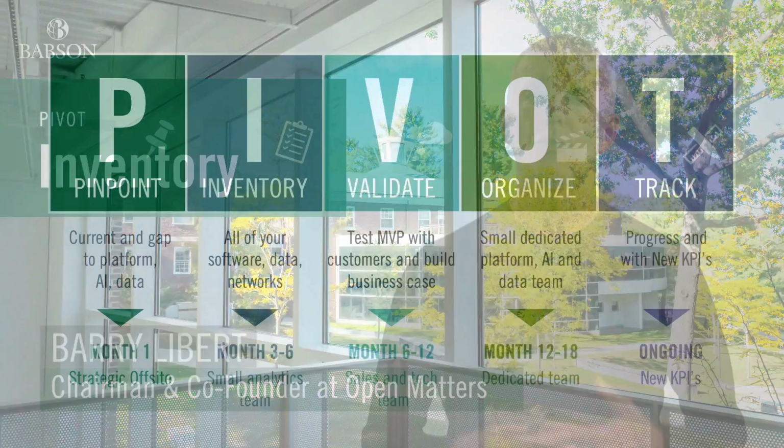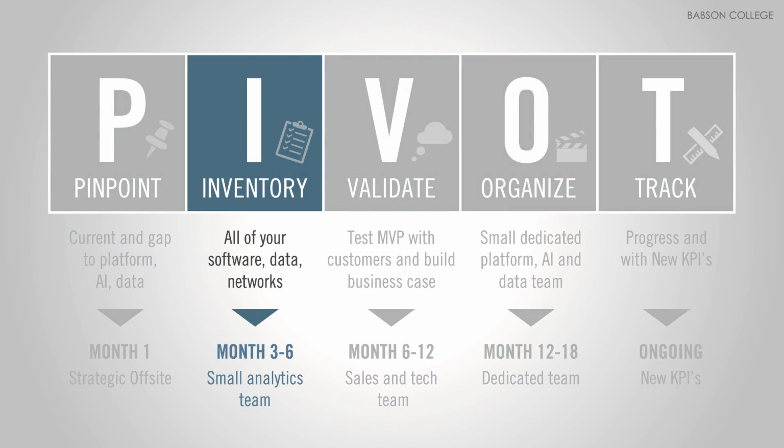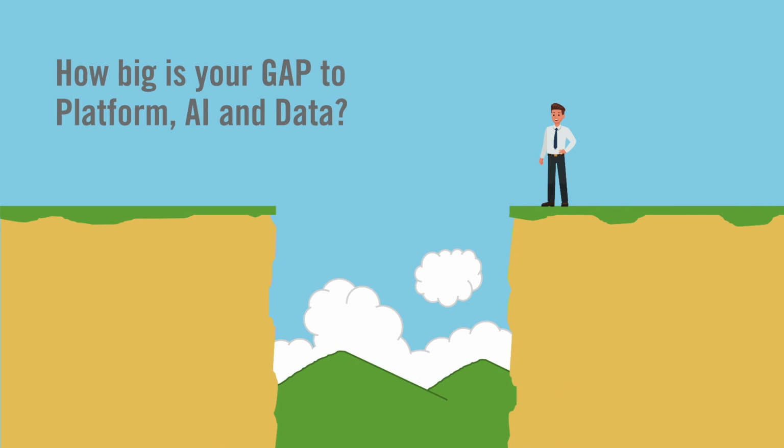In this module, we're going to look at inventory. We're going to try to understand what it is you currently keep track of and what it is you need to keep track of in the platform, AI and data worlds. Now, there's a high probability that there is a very large gap between where you are and where we want you to go. But that gap is really blue sky for you, as this picture shows.